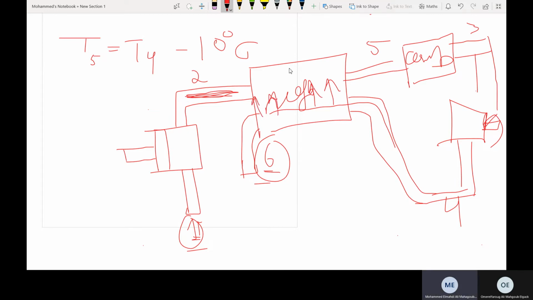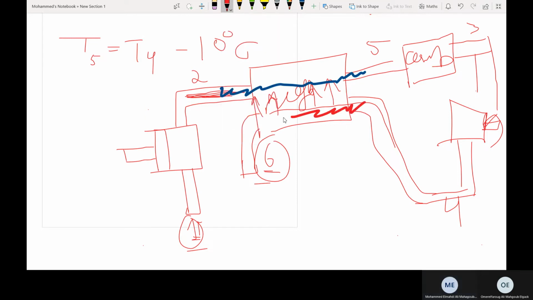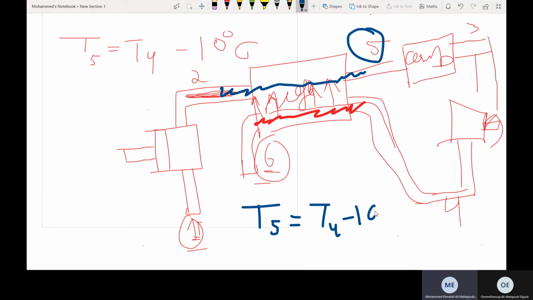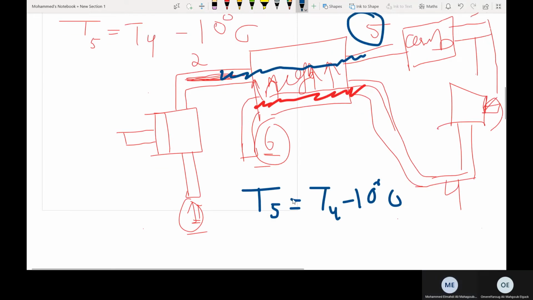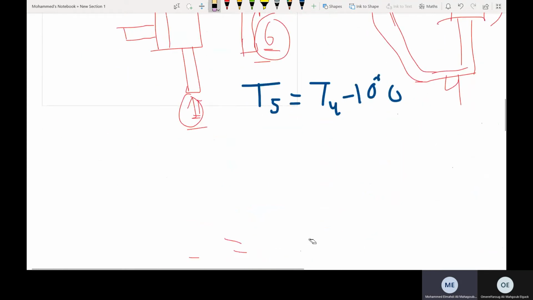So he tells me that the cold air stream, which is this one, I'm going to denote it in blue, and the hot one, I'm going to denote it in red. This is the hot one. So the cold one here, point 5 stream, leaves the regenerator 10 degrees cooler than the inlet of the hot stream. So how can we interpret that in numbers? T5 equals T4 minus 10. It is 10 degrees cooler than that point. So yeah, that's it.